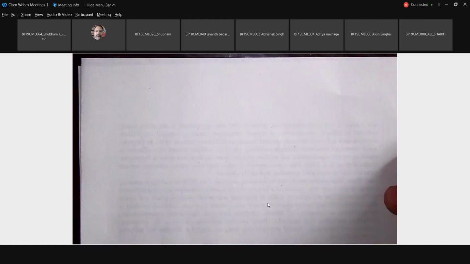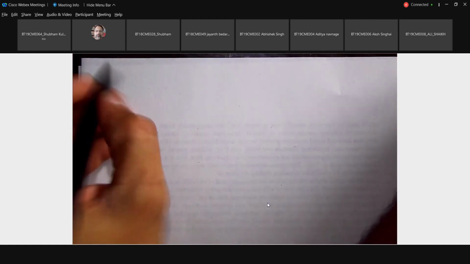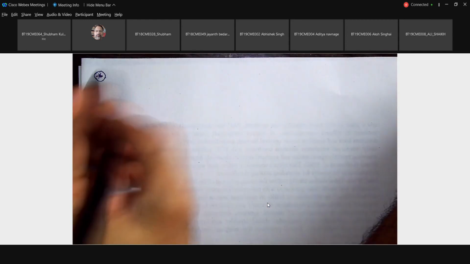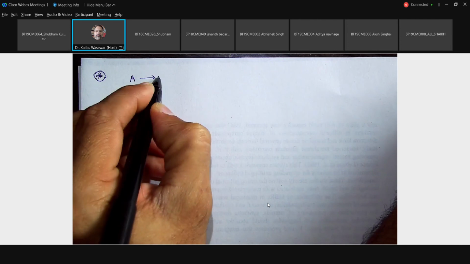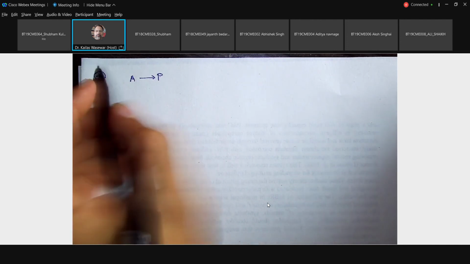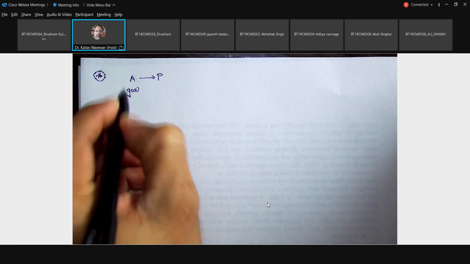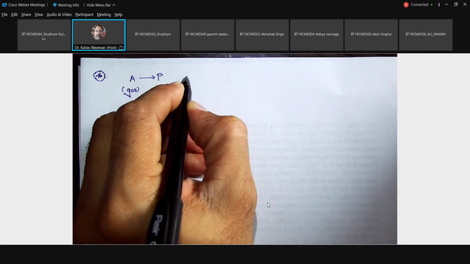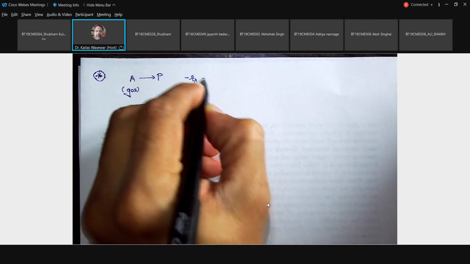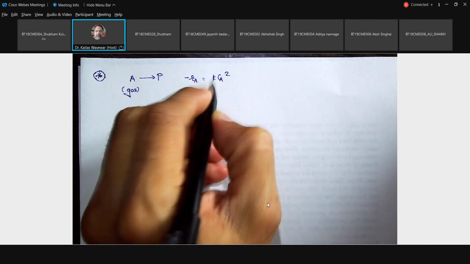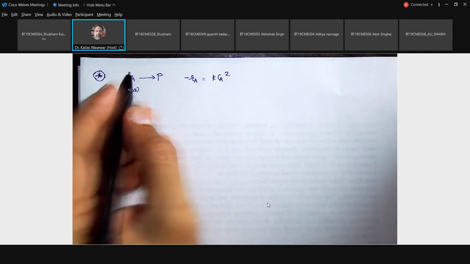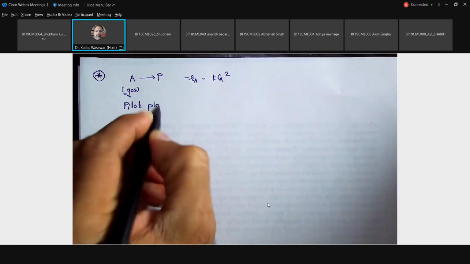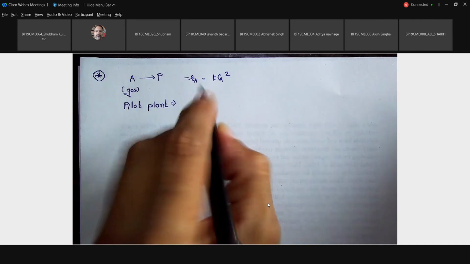Okay, one more question we can go with. Now the reaction A gives R, that is a gaseous reaction, which is decomposing using a solid catalyst with rate KCA square, second order reaction. Now pilot plant study were performed using the tubular reactor.